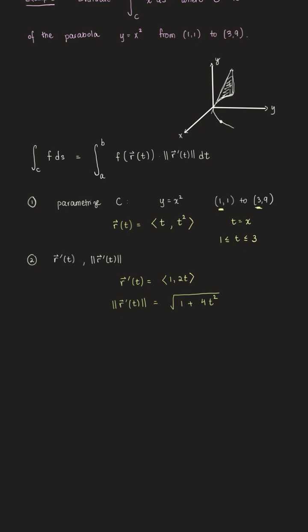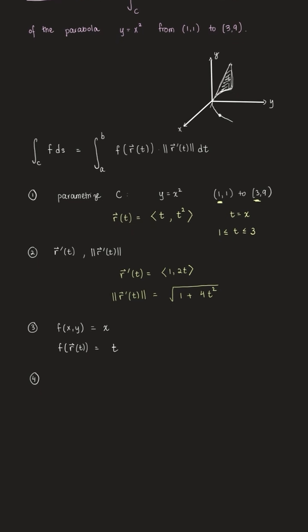All right. Now we can make some substitutions, and by that, remember that we want our function, f of x y, we want to write it in terms of t. So f of x y was x, that was our integrand function. And so in terms of t, this is just going to be equal to t, since x and t are the same. When we make a substitution of r of t here, we get that x is equal to t.